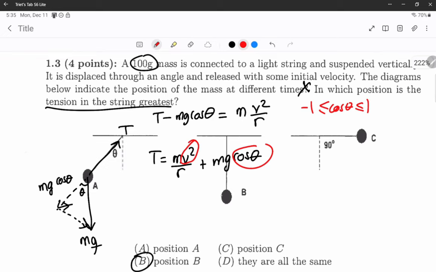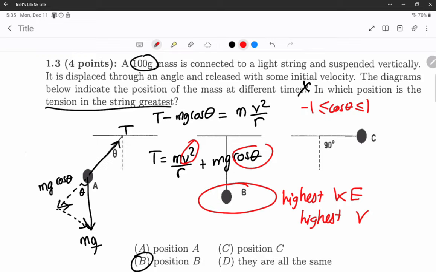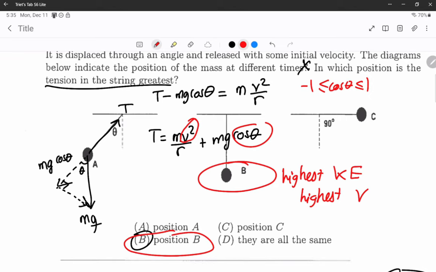This point B right here is the point where you have the highest velocity, right? You convert all the potential energy into kinetic energy. B has the lowest potential energy, so it's going to have the highest kinetic energy. So highest v, the point with the highest v. And so this component of T is also highest. From that you can know the position B is where the string has the greatest tension.